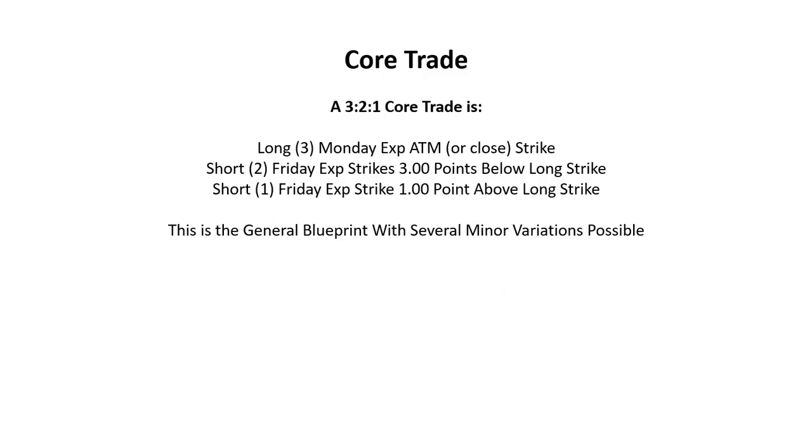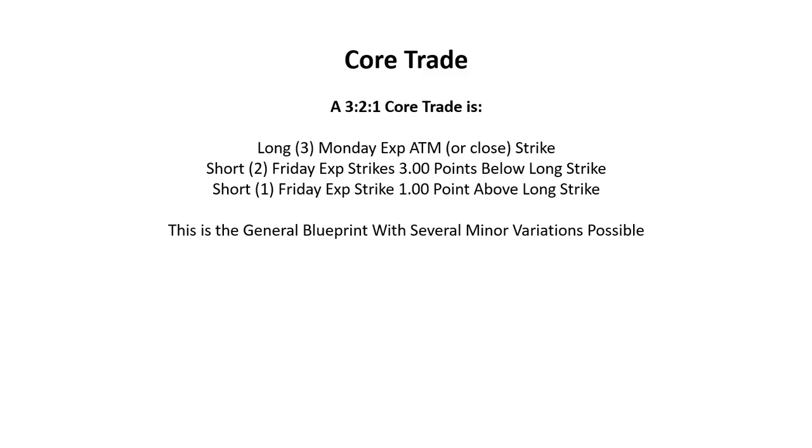So now let's move on to the 3-2-1 core trade. The 3-2-1 core trade is very similar to the 3-2 trade, only instead of taking away a long, we're actually going to add a short. So with the 2-2 trade, we take away a long. With the 3-2-1 trade, we just simply add a short to the core trade. This is the general blueprint with several minor variations, and it's very similar to the 3-2 and to the 2-2, save for the difference that I just explained.